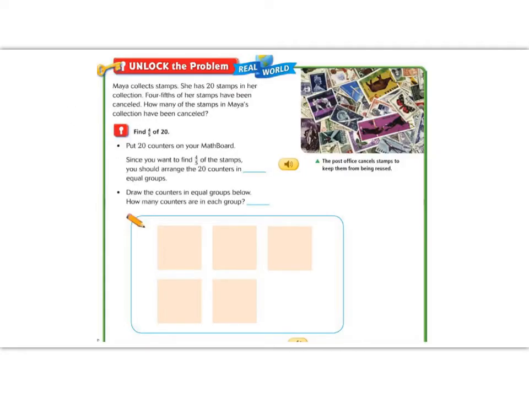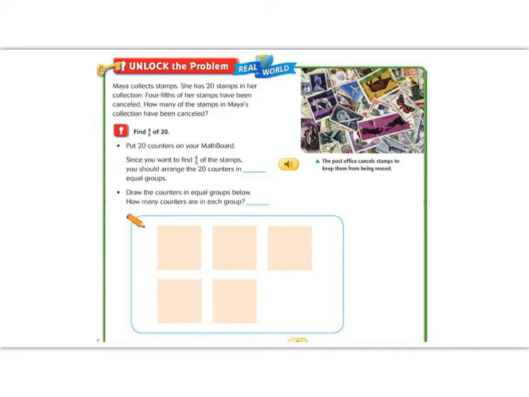Let's begin by reading the Unlock the Problem. It says, Maya collects stamps. She has 20 stamps in her collection. 4/5 of her stamps have been canceled. How many of the stamps in Maya's collection have been canceled? So we are going to be finding 4/5 of 20.